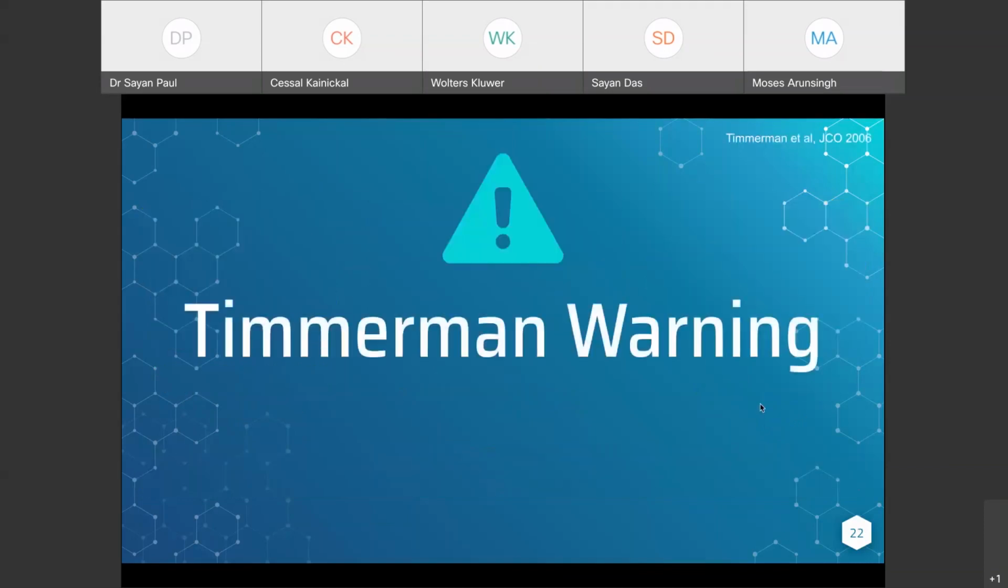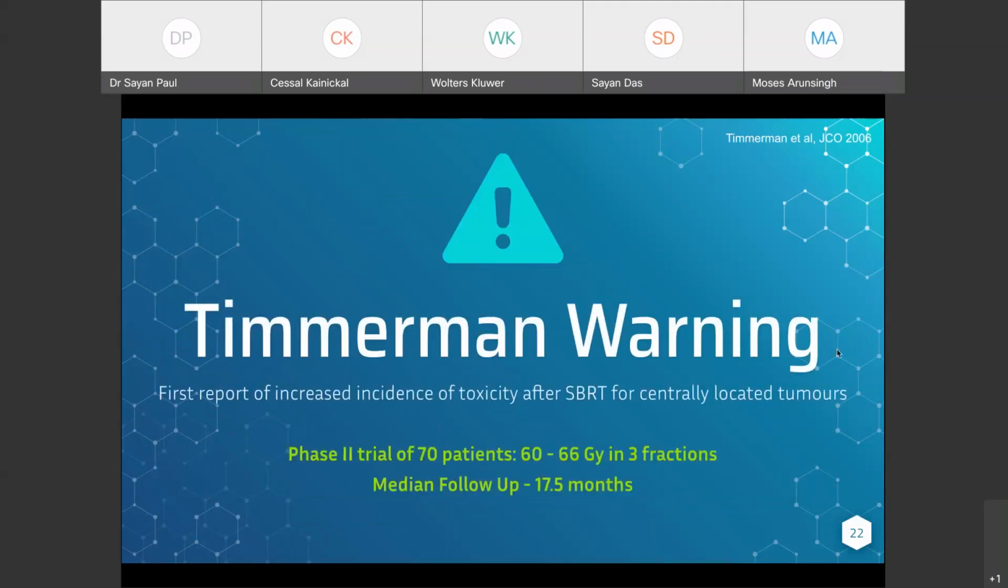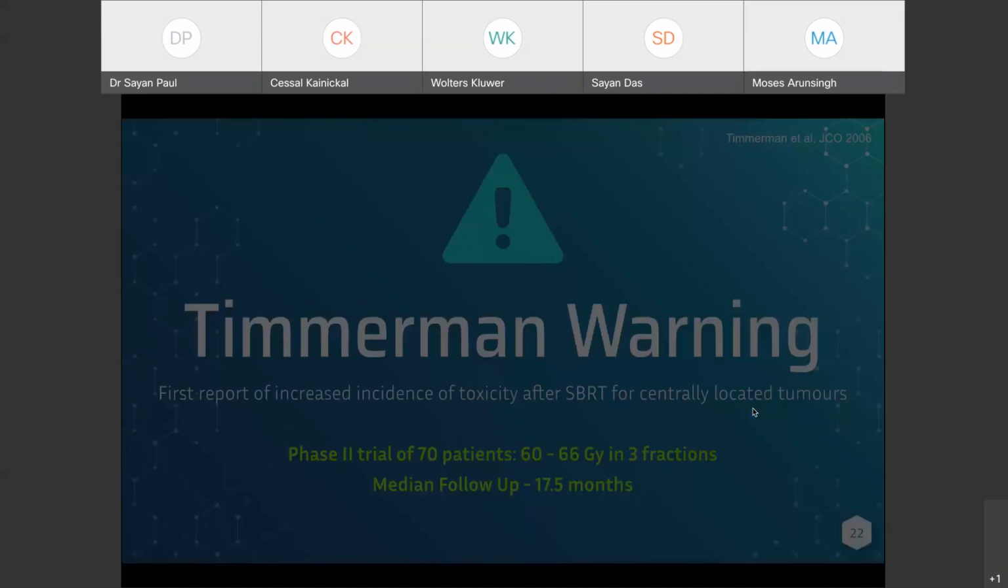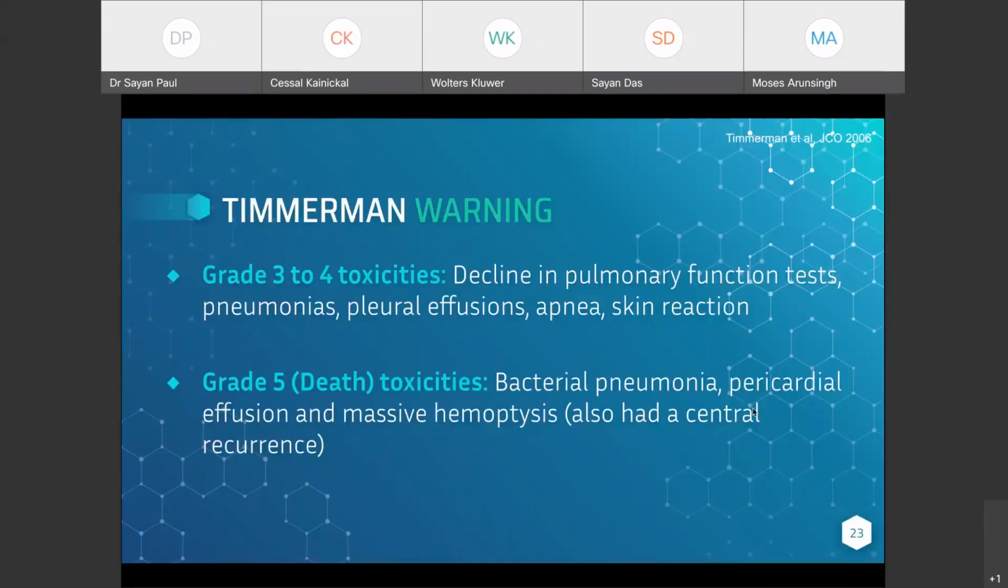So what were the warnings that came up? This was one of the first reports that was published, warning clinicians of excessive toxicities with SBRT for centrally located tumors. Some of the toxicities that they reported were grade 3 to 4 toxicities of a decline in pulmonary functions, pneumonias, pleural effusions, and skin reactions, and several grade 5 toxicities due to bacterial pneumonia, pericardial effusion, and a patient who had massive hemoptysis. But this patient also had a central recurrence as well.